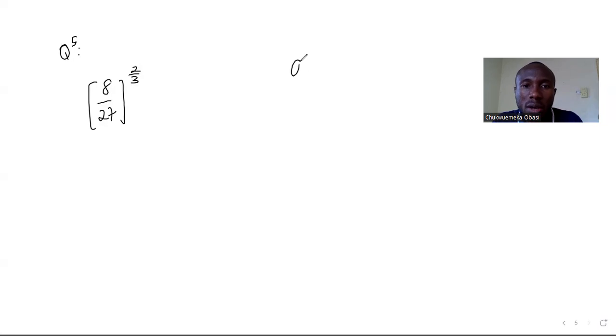Question 6. Question 5, rather. I think I'm skipping my count, but that one doesn't really matter. Okay, so let's see how we can solve question 5. Question 5 says 8 upon 27 all to the power 2 over 3. Like we always talk about, when you have a base to the power m over n, this is your root and this is the power. So this is the nth root of a all to the power m. So this is your root, this is your power.